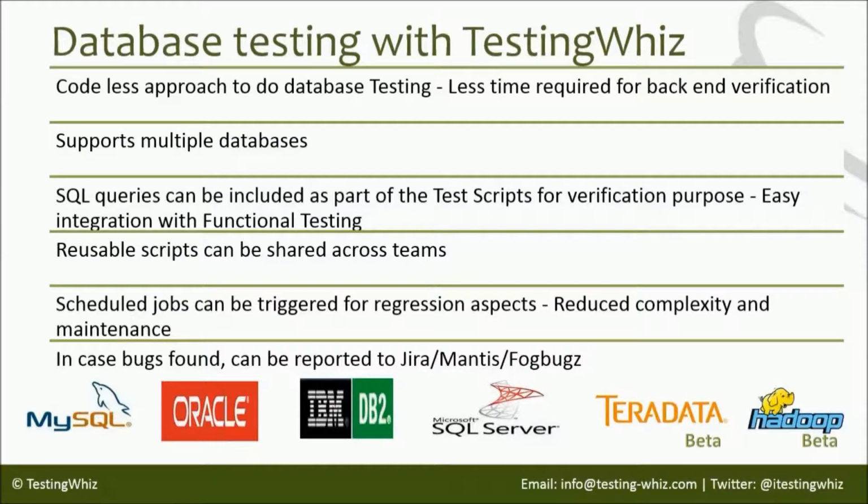And in case after the execution some bugs are found, those bugs with the steps to perform or replicate that particular bug could be listed, and things can be posted to bug tracking tools like Jira, Mantis, or FogBugz. Even if some test management tools are being used like TestLink or HPQC, the execution history from TestingWhiz can be posted back to the test management tool. So that is offered out of box.